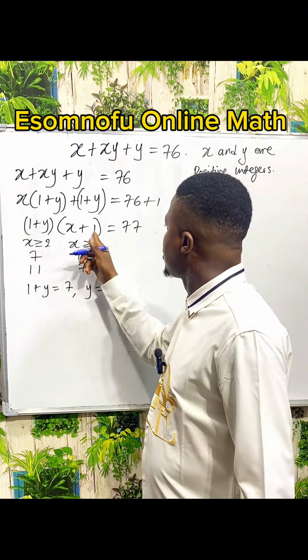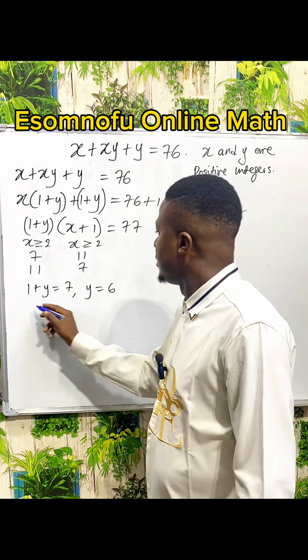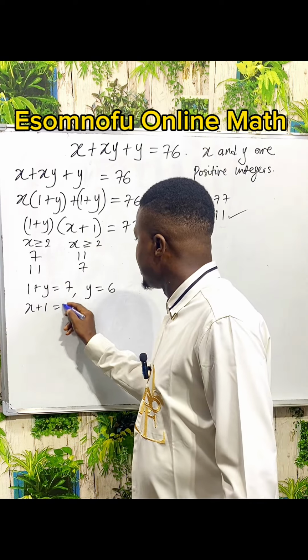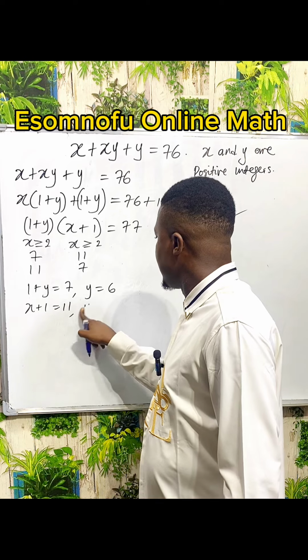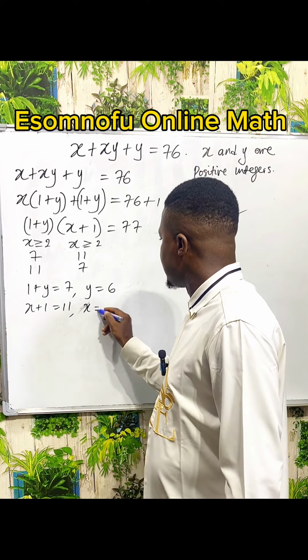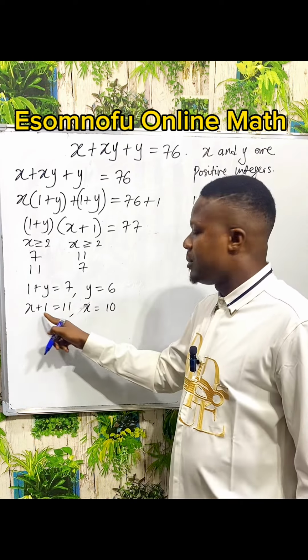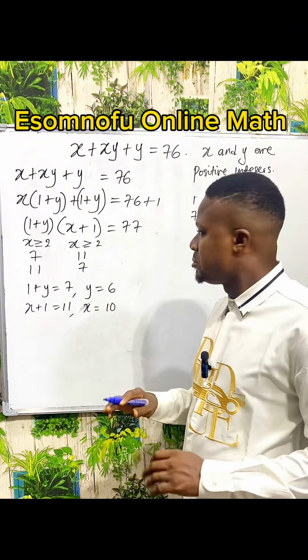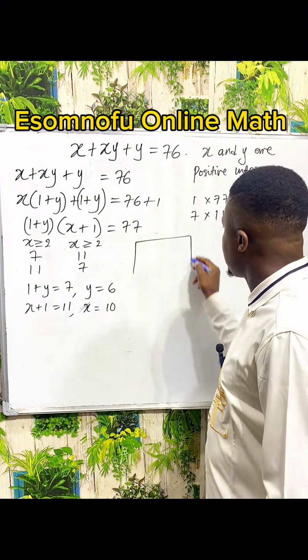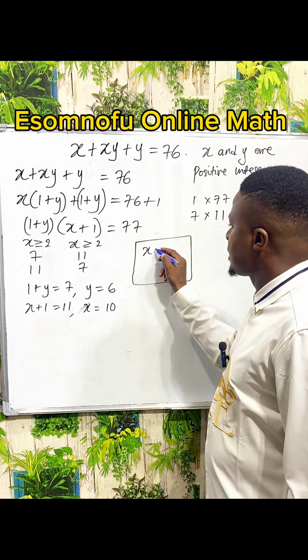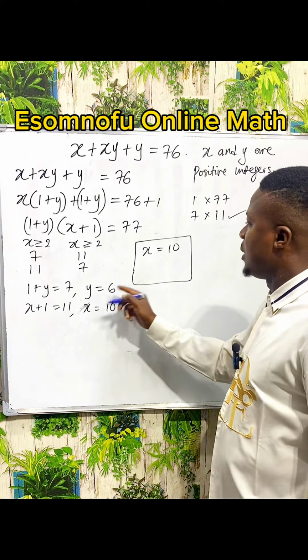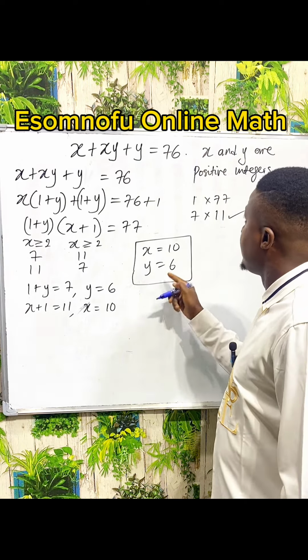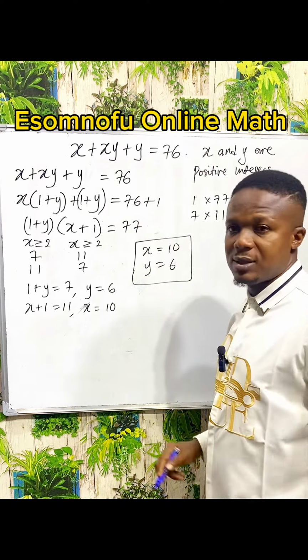Now, x plus 1 is 11. x plus 1 is equal to 11. That implies that x is equal to 10. 11 minus 1 will give us 10. So you've seen the first condition, either that x is equal to 10 and y is 6. If you substitute this, you are getting 76.